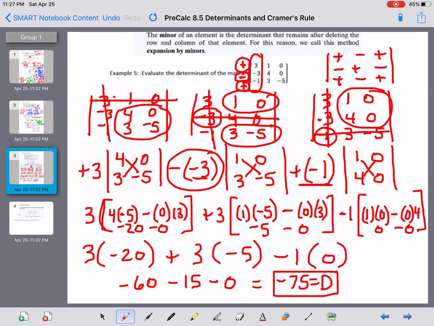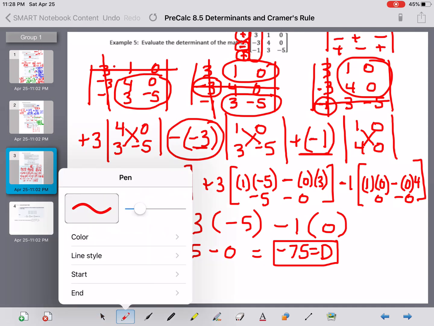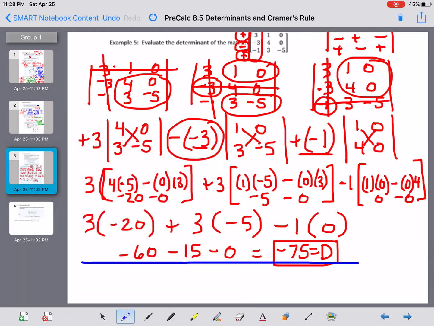Okay, so that's an expansion by minors. Now, I'm going to do one more quick thing here. I chose the first column. You don't have to choose the first column. I'm going to stress, choose a column. I'm going to do this problem one more time, but I'm going to choose a different column. I think I'm going to choose the third column.